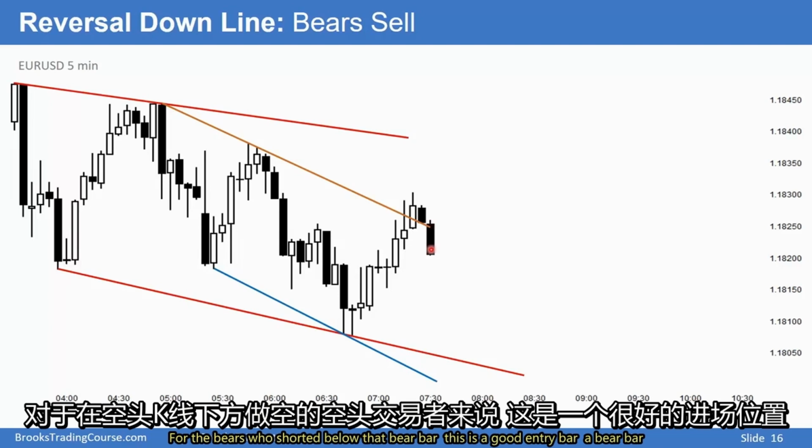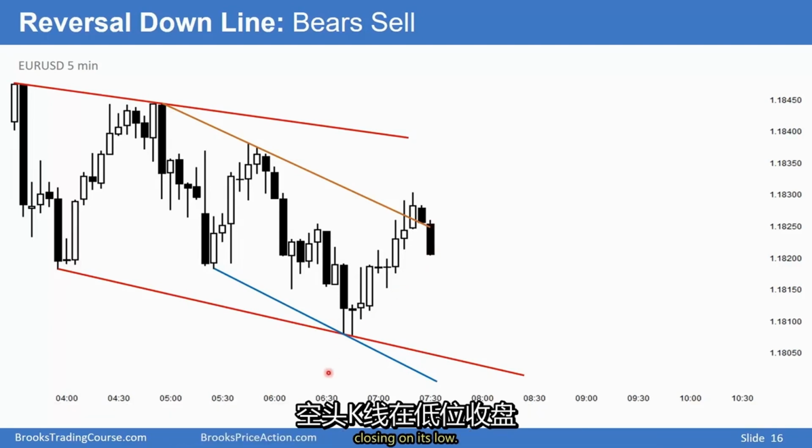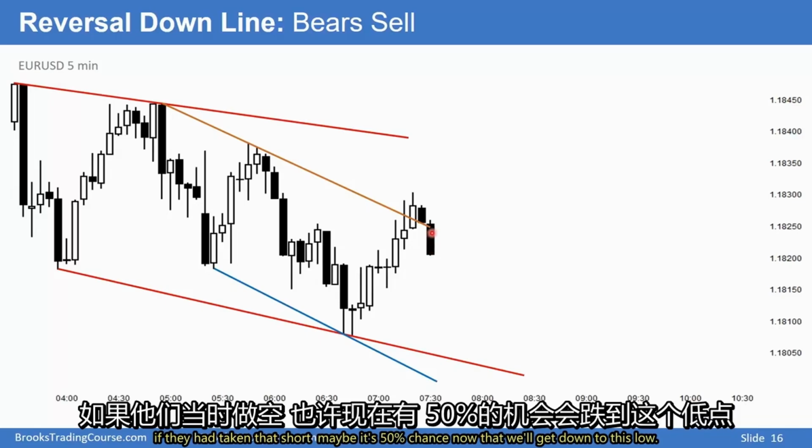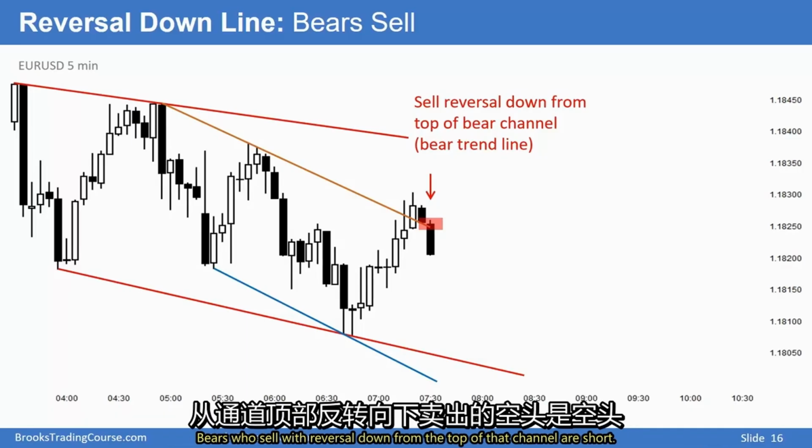The bears who shorted below that bear bar: this is a good entry bar, a bear bar closing on its low. It was 40% for the bears shorting below this bar. And with this bar looking like this, if they had taken that short, maybe it's 50% chance now that we'll get down to this low. Bears who sell the reversal down from the top of that channel are short.